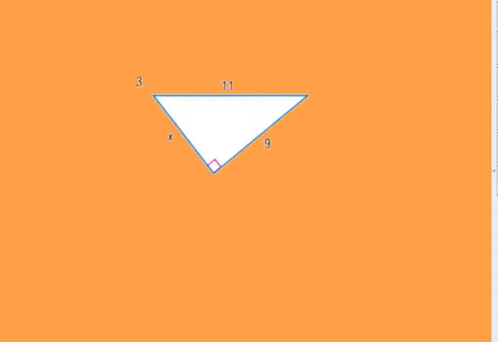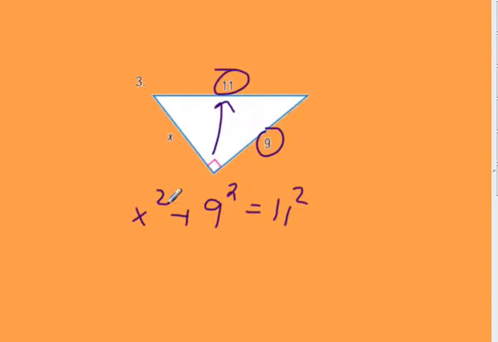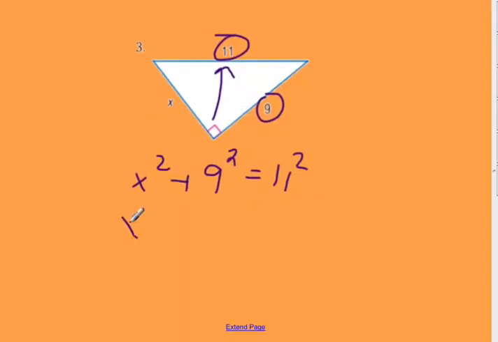Let's take a look at number 3. What I noticed for number 3 is I have a leg and I have the hypotenuse, which is sitting across from that right angle. Because it's the hypotenuse, that's going to be our c value. So that's going to go on the other side of the equal sign. Then I have 9 squared and I have x squared. So let's solve this for x squared.